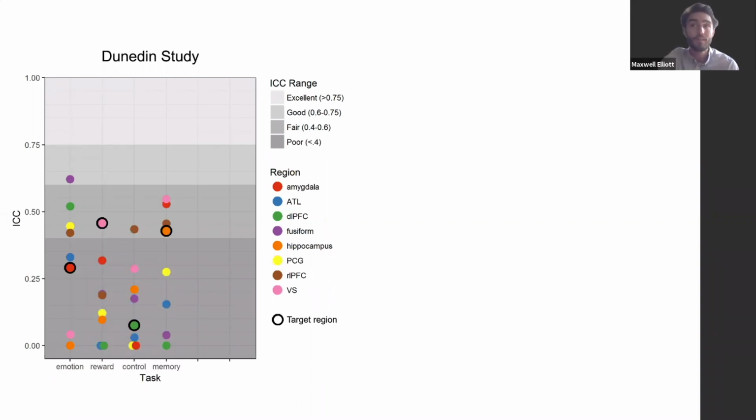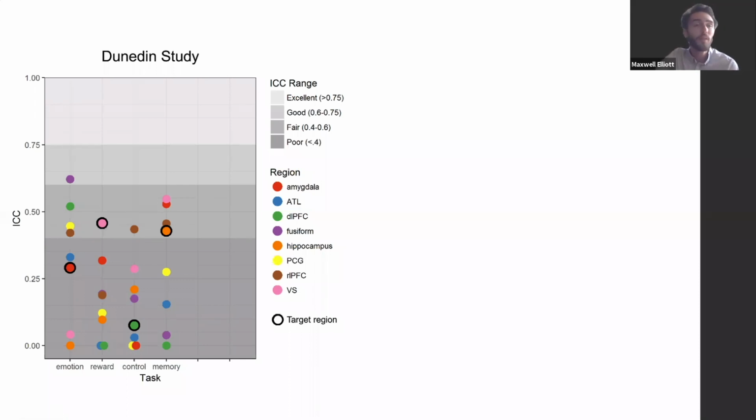This pattern was consistent across all 4 tasks in the Dunedin study. There's only one task that was above the moderate threshold, and that was the reward task. But in general, a lot of these ROIs were pretty low, had ICCs that were pretty low.